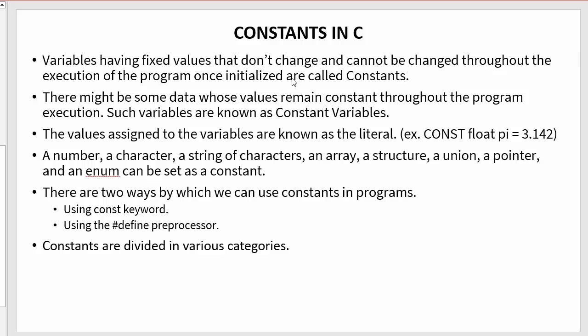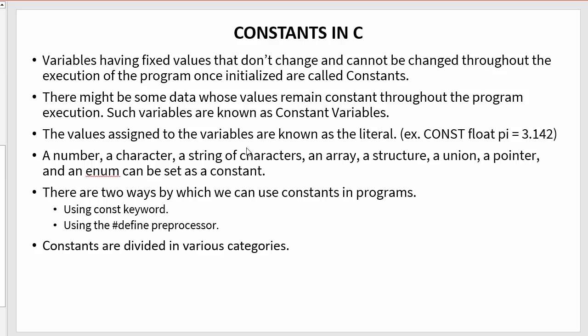So constant variables are variables whose value cannot be changed once initialized in the program. Next point: there might be some data whose values remain constant throughout the program execution. Such variables are known as constant variables. While writing the program, you might assign a value to a constant variable. Once you have initialized any value to that constant variable, you cannot further change that value during execution. Such variables are called constant variables.